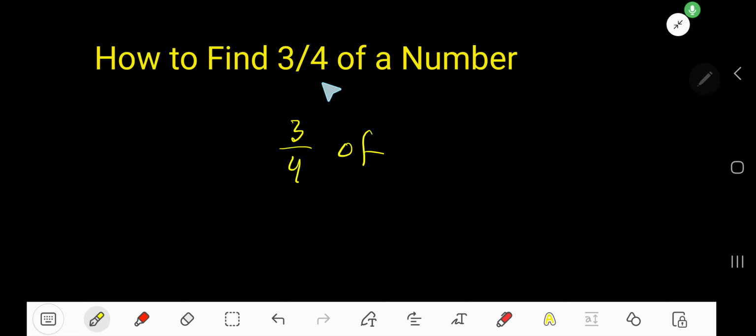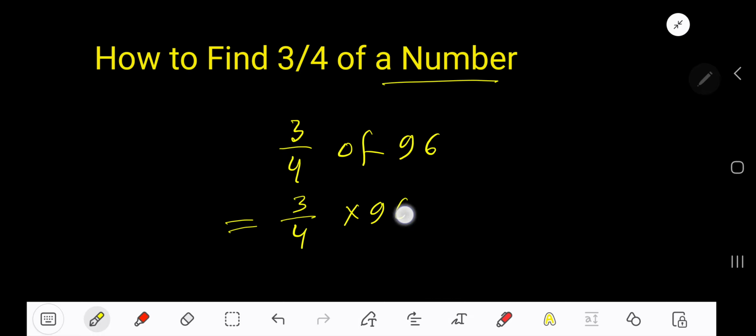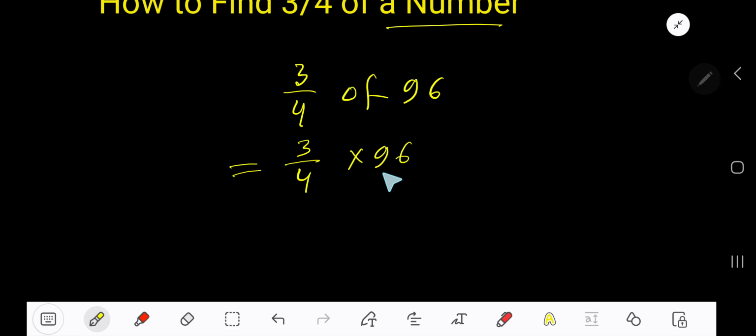How to find 3/4 of a number. Let's say the number is 96. Now translate. Of means multiplication sign, right? Now look, this is a fraction, this is the whole number.